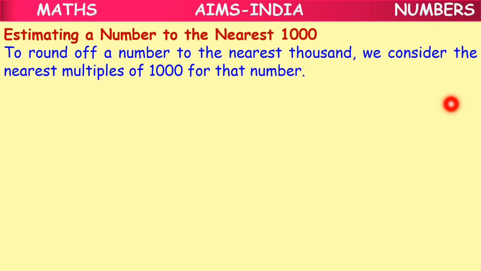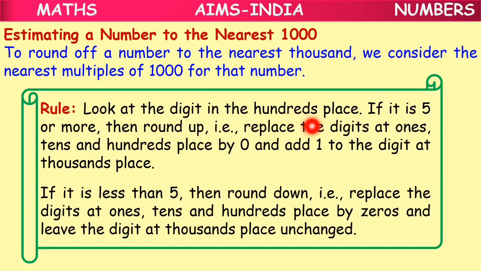Next, estimating a number to the nearest 1000. To round off a number to the nearest 1000, we consider the nearest multiples of 1000 for that number. Rule: look at the digit in the hundreds place. If it is 5 or more, then round up. That is, replace the digit at ones, tens and hundreds place by 0 and add 1 to the digit at thousands place. If it is less than 5, then round down. That is, replace the digit at ones, tens and hundreds place by zeros and leave the digit at thousands place unchanged.